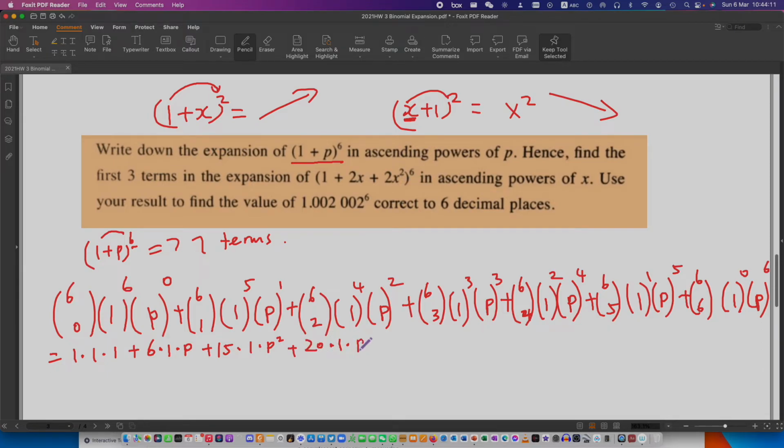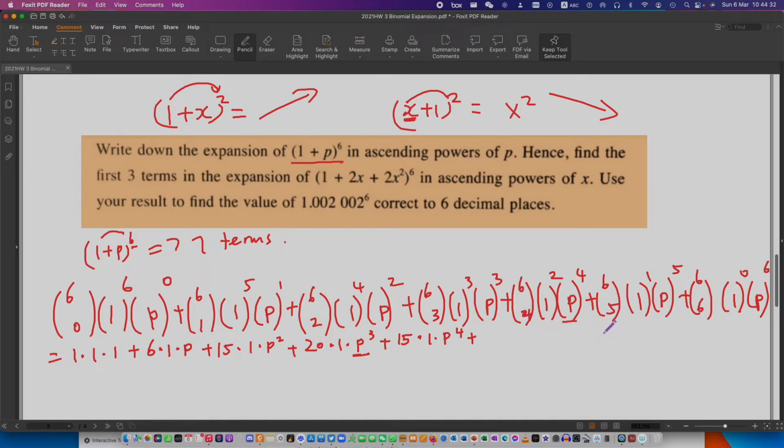Times 1 p to the power 3. 6 choose 4? 15. So 15, and then times 1 p to the power 4. 6 choose 5? No, it's p to the power of 4. Right? No, the third one is... This is p to the power 3, right? Oh, okay. Never mind. Okay, good.